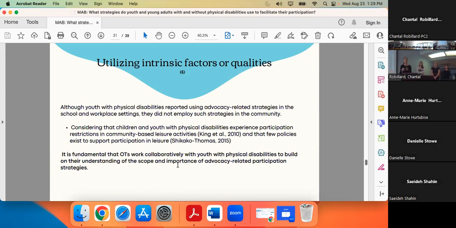So another interesting finding that we found in the utilizing intrinsic factor qualities was that although youth with physical disabilities use advocacy-related strategies in the school and in the workplace setting, they did not employ such strategies in the community. And considering that children and youth with physical disabilities experience participation restrictions in community-based leisure activities, and that few policies exist to support participation in leisure for this population, it is extremely important for OTs to work collaboratively with youth with physical disabilities to build on their understanding of the importance and the scope of advocacy-related participation strategies so they can become agents for change.